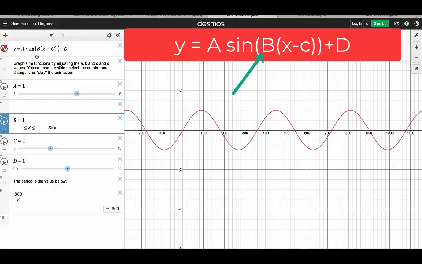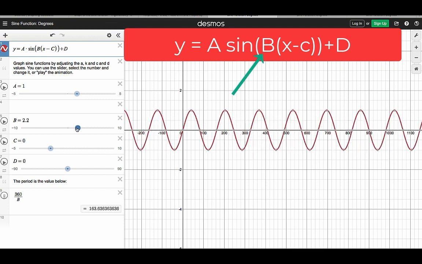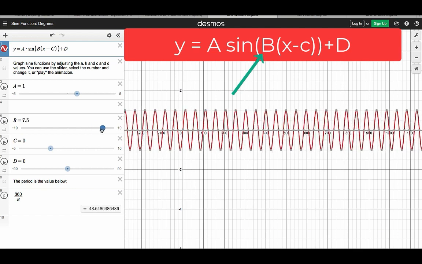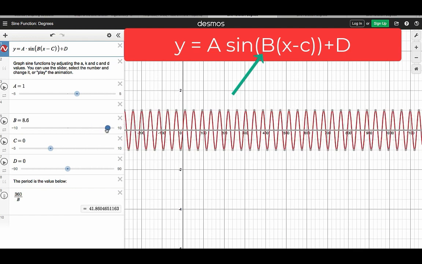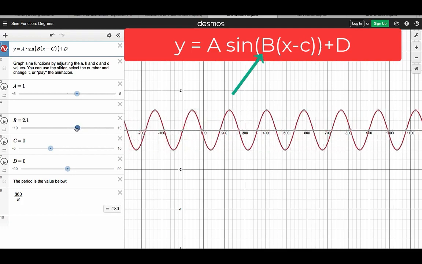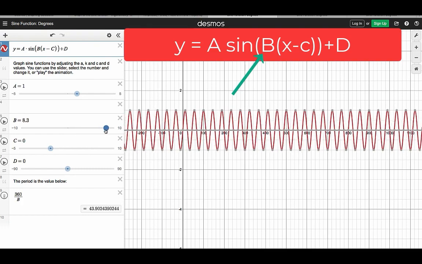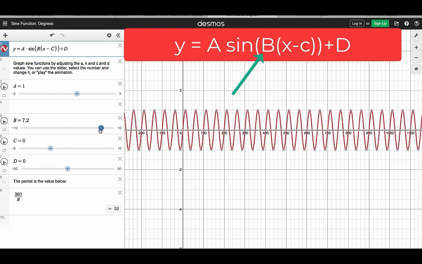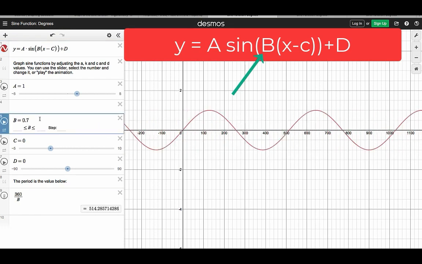Now, what happens when we change the b here? The b is here. If I change the b, notice what happens to the graph. The graph is like a spring that's being squeezed. And then when you decrease the value of b, it's like a spring that's being released. So when b is bigger, it's being squeezed. And when I decrease the value of b, it's similar to a spring that's being released. So that's the effect of the b in the graph.